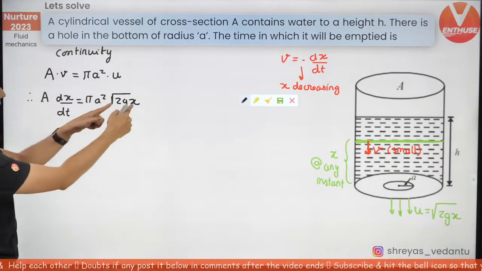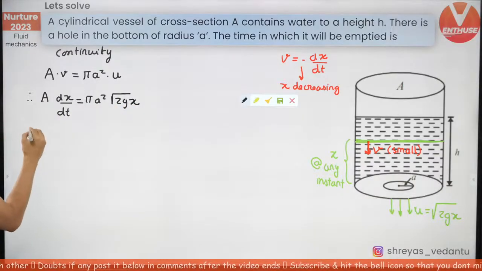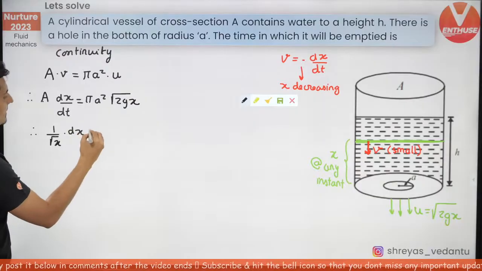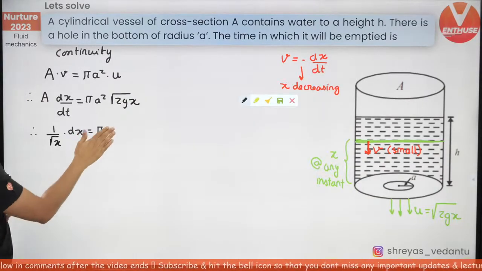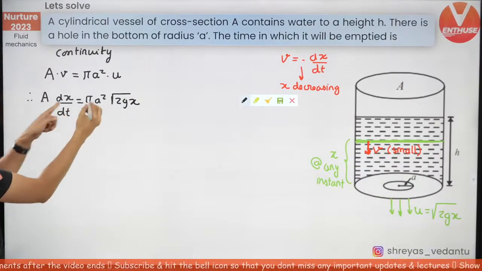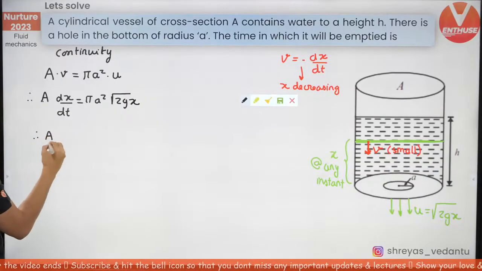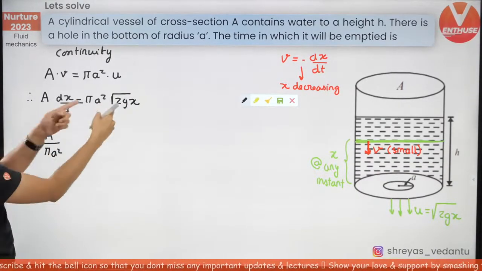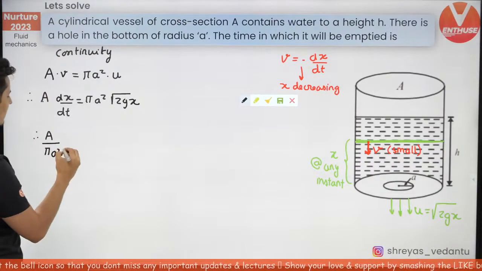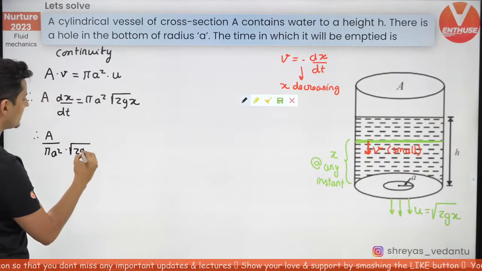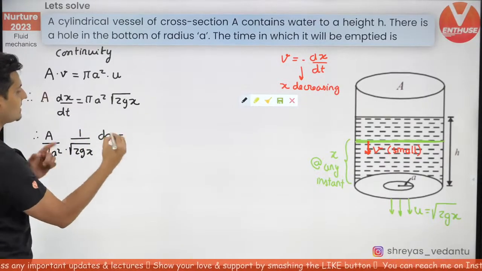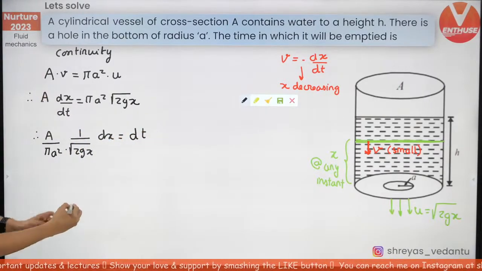Shift this a below, shift the root x this side. So therefore it will become 1 by root x into dx is equal to, or just put this as it is, put the pi a square over here. So a by pi a square, and put the root x and root 2g also here. So root of 2gx as well into dx is just equal to dt.